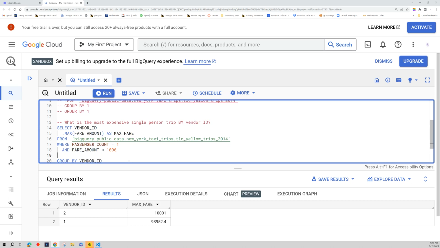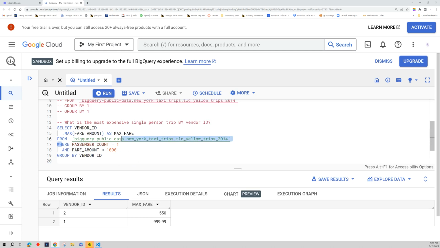So what if we did that? So now what's happened is I said, okay, only show me where I have a single passenger and my fare amount is less than 1,000. Of those rows, what is the maximum fare amount that you find? For vendor ID 2, we find a maximum of $550. For vendor ID 1, we go right up to the line, $999.99. Just something to think about.